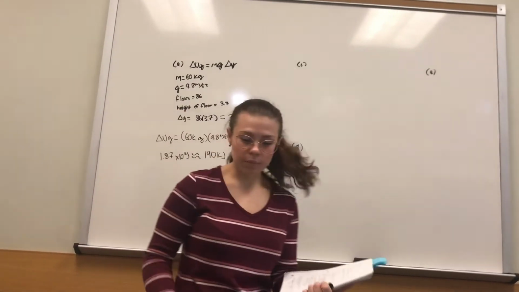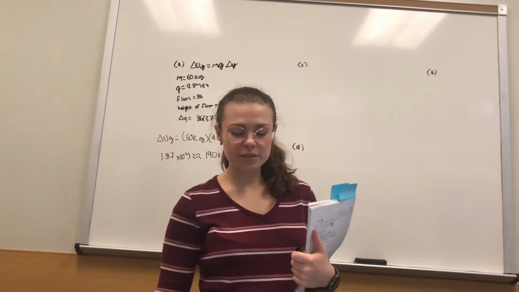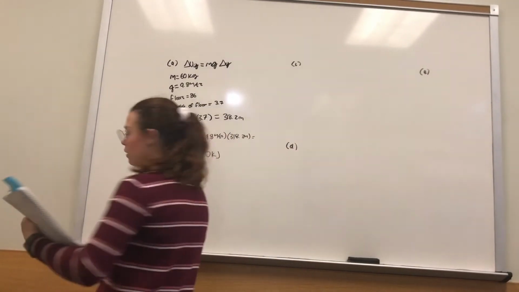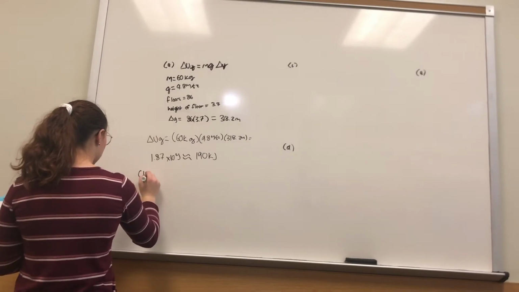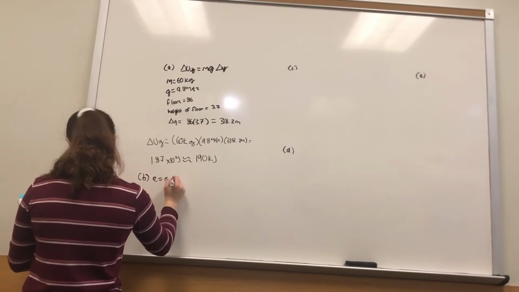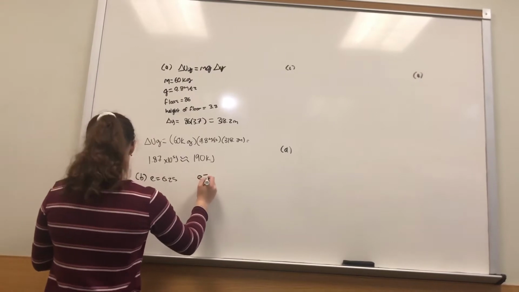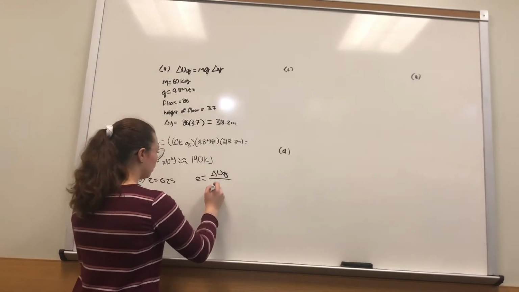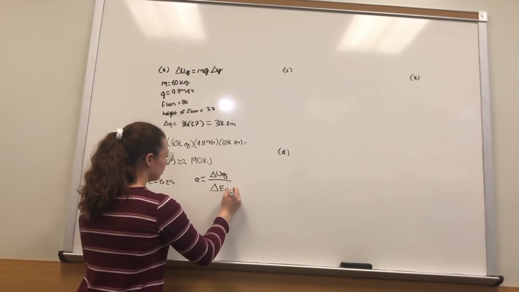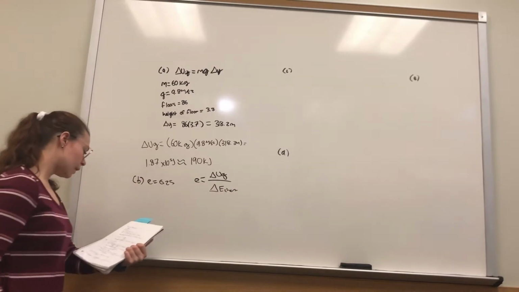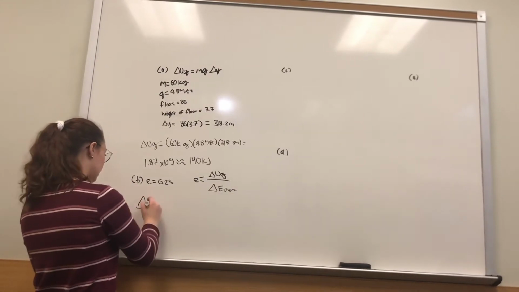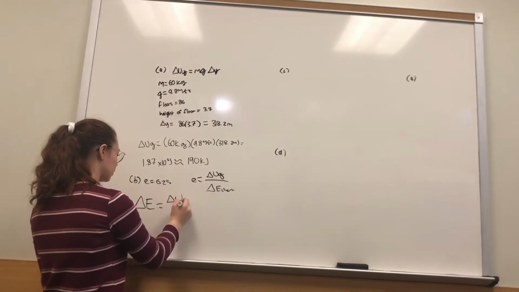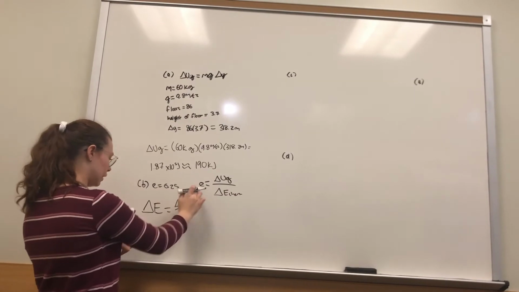And then part B reads, if the efficiency in climbing stairs is 25%, what total energy did the winner expend during the race? So for part B, we have our efficiency is equal to 0.25, and we have our efficiency is equal to the change in gravitational potential energy over the change in the chemical energy, or how much they're using. And so our change in energy total is going to equal change in the gravitational potential energy over e.